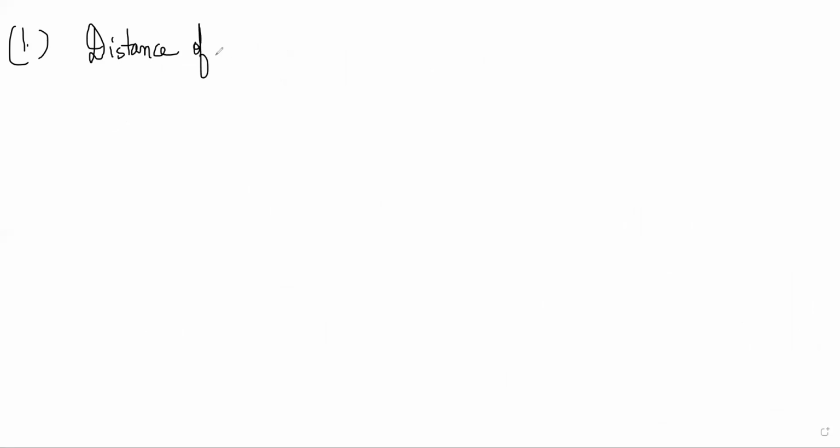So what we learn today is, first of all, things like intersection of a line and a circle, and from there we can derive the conditions for tangent. So line and a circle.